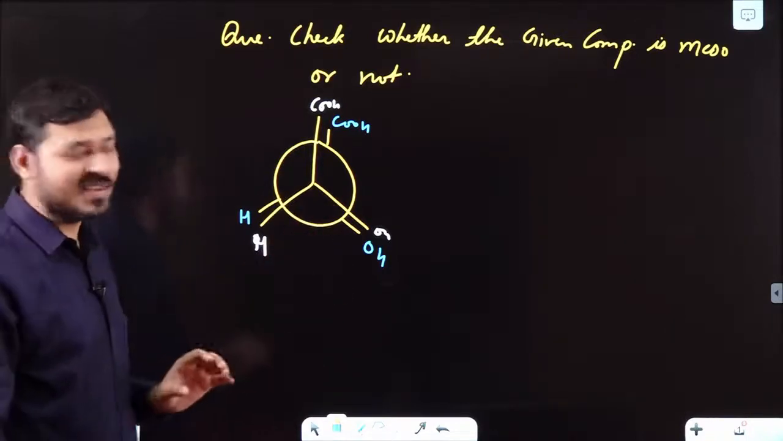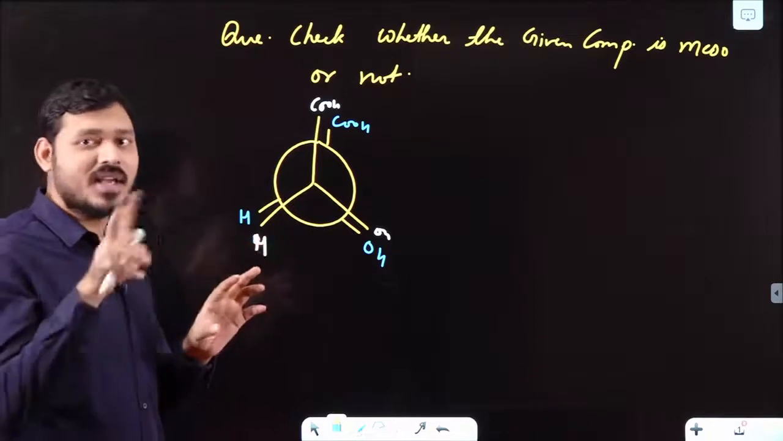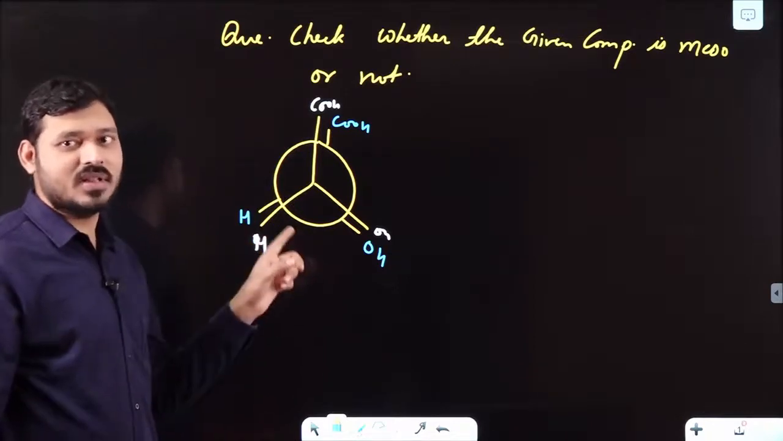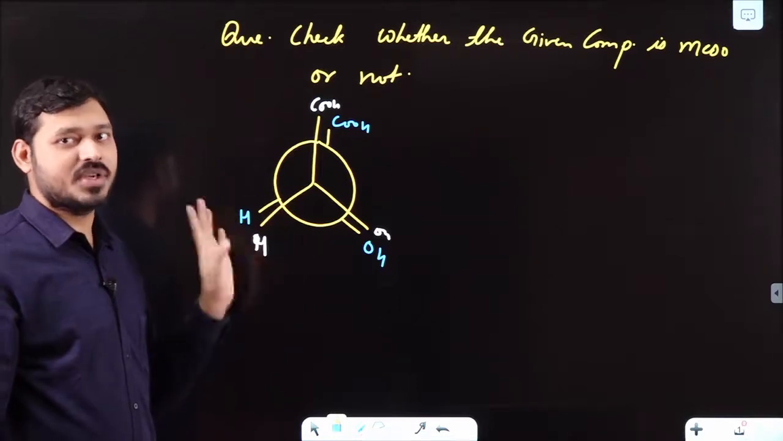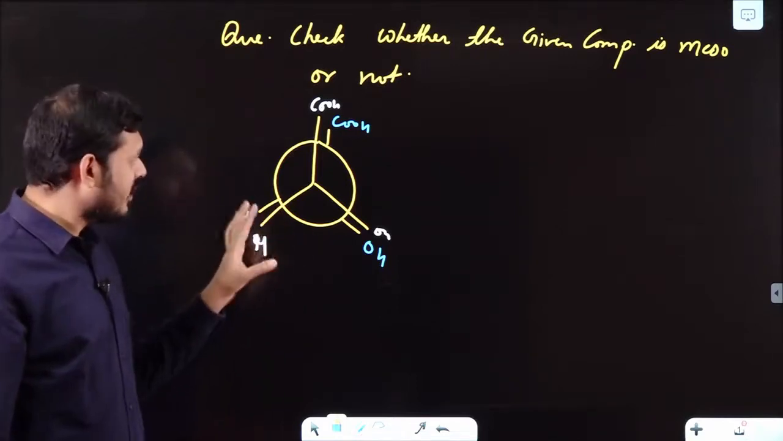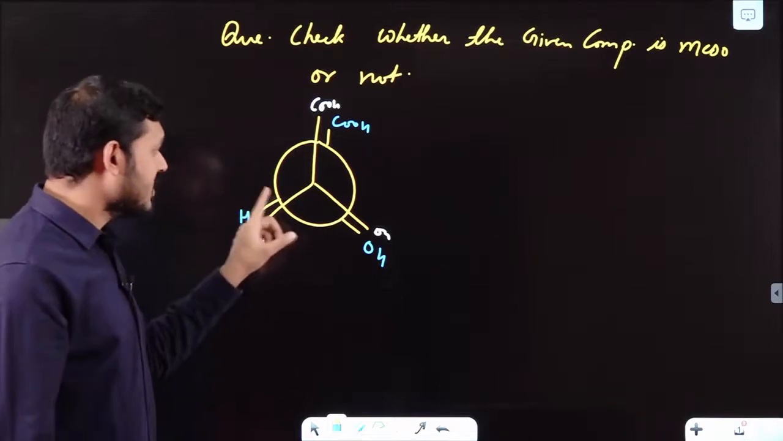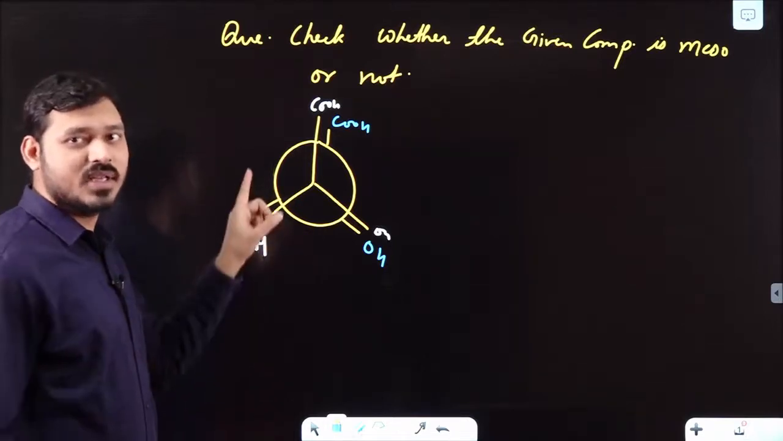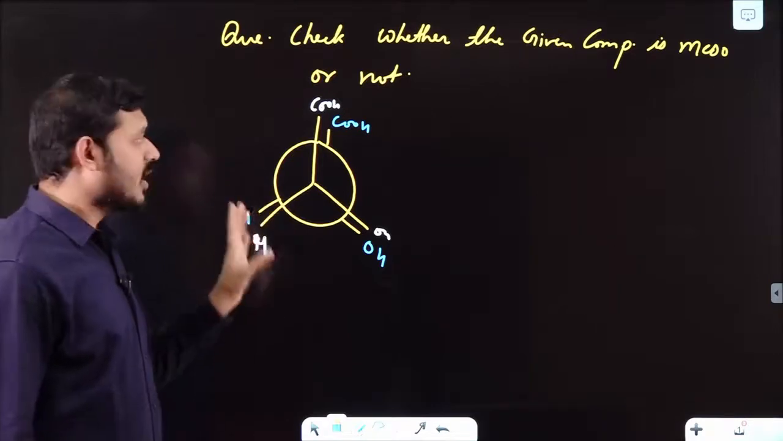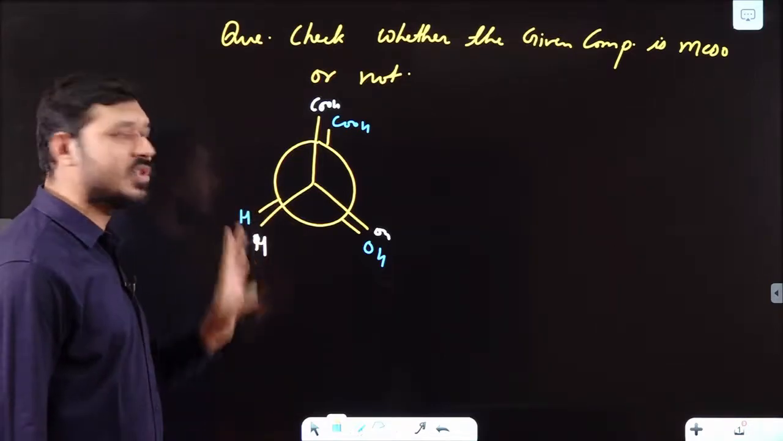Now you can think that I am using multiple concepts here. Okay, first of all, this is a conformer, right? And this is actually a Newman projection. If you see in detail, you can check it is eclipsed form. You remember the lectures of conformers. So this is eclipsed form. Okay. Now I have to check whether this is meso form or not.